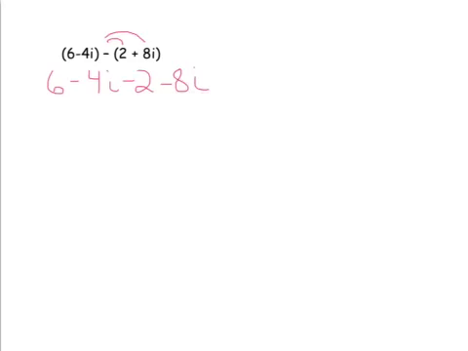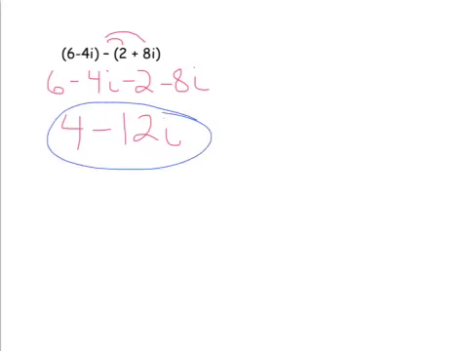Now I just combine my like terms. I get 4, and then we have negative 4i, and then we have a negative 8i, that gives me negative 12i. And we're all good. So 6 minus 2 gives me positive 4, negative 4i minus 8i gives me negative 12i. I'm just adding the coefficients. The only time it becomes i squared is if I'm multiplying.